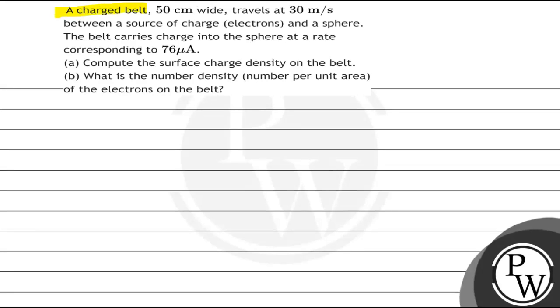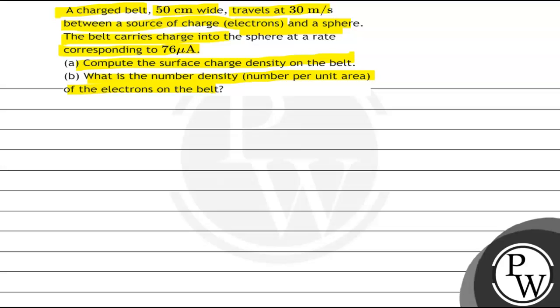A charged belt 50 centimeter wide travels at 30 meter per second between a source of the charged electrons and a sphere. The belt carries charge into the sphere at the rate corresponding to 76 microampere. Here the first question is compute the surface charge density on the belt, and the second question is what is the number density, number per unit area of the electrons on the belt.